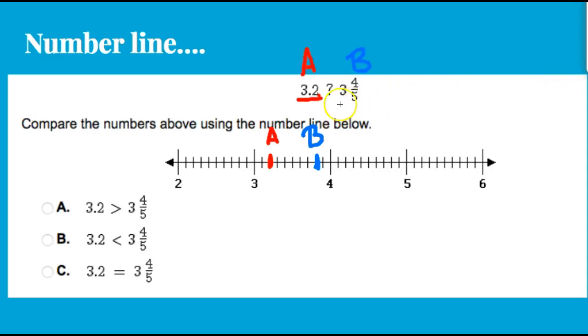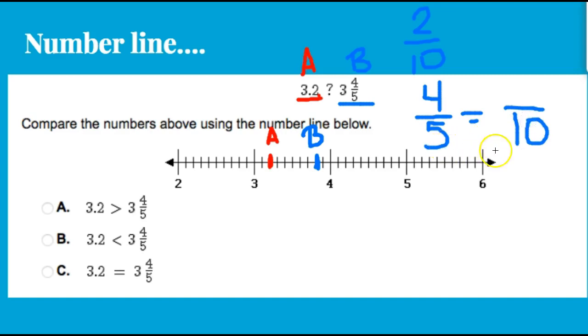No problem. You can take a look at this 4/5. And in order to compare a fraction to a decimal, okay, we have a fraction here, I want to compare it to the decimal here. This decimal would be written in fraction form as 2 tenths. Well, in order to compare these, I need to get the denominators the same. So what do I have to do to get this 5 to become a 10? Well, I multiply it by 2. And what I do to the bottom, I have to do to the top. So 5 times 2 is 10, 4 times 2 is 8.